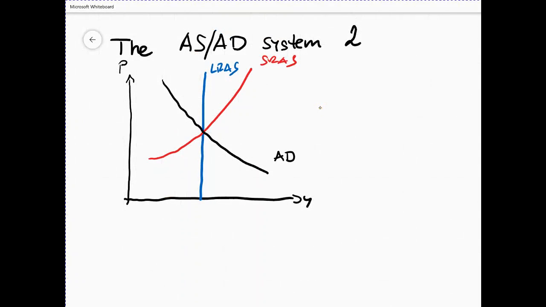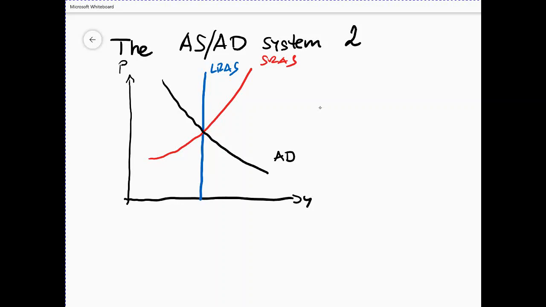Welcome. In this clip, we continue discussion of the AS-AD system. On the screen, you can already see the AS-AD system so that you can follow which parts we are just discussing. In the first part of this clip, we derived the AD already. Now we will look at the short-run and the long-run aggregate supply curves.